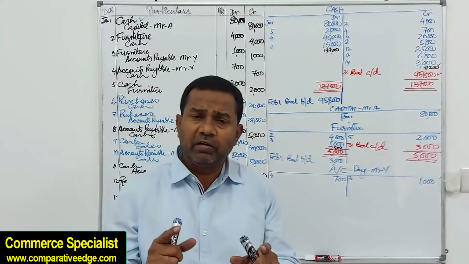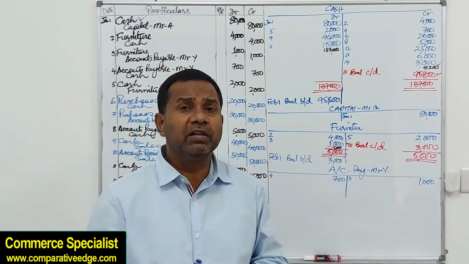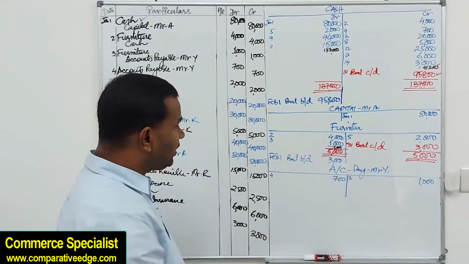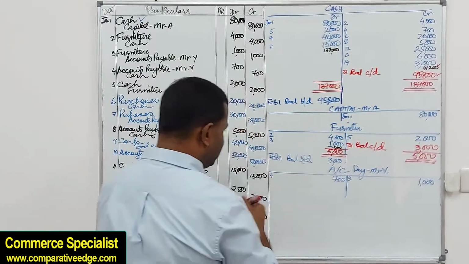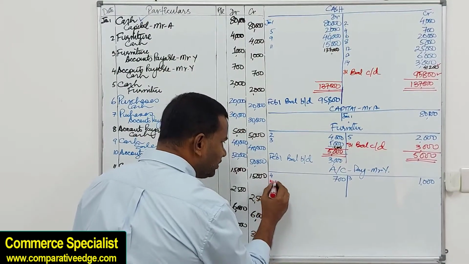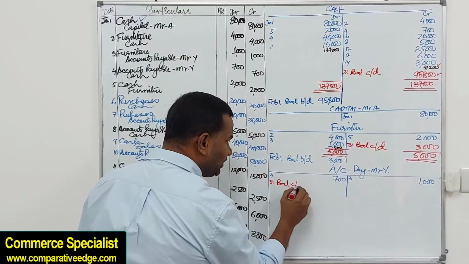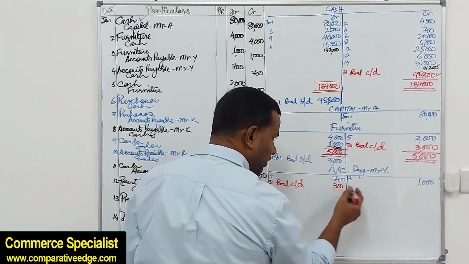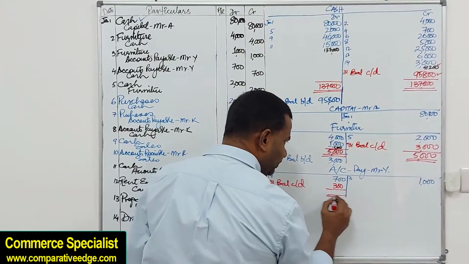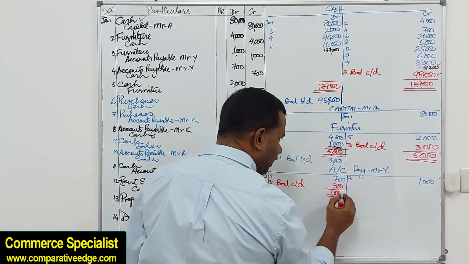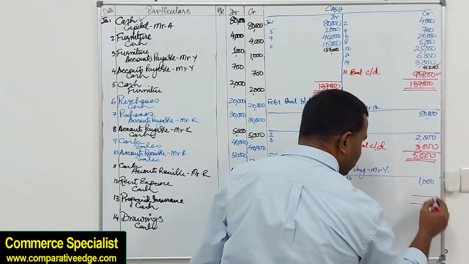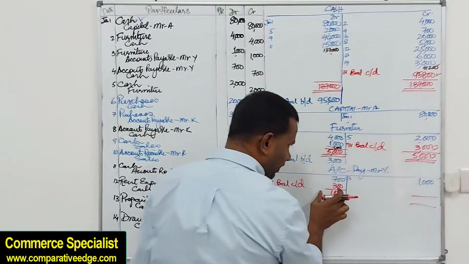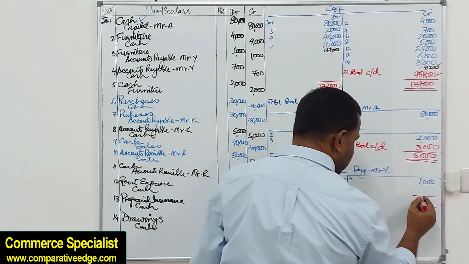The difference is 300, always written at the lower side. So which is the lower side? The debit side is lower. So I'm going to write here 31st, balance carried down. 1,000 minus 700 is 300. As soon as I write this, I drop a line here. This will become 1000 now, and I drop a line here, in line with this, 1000.